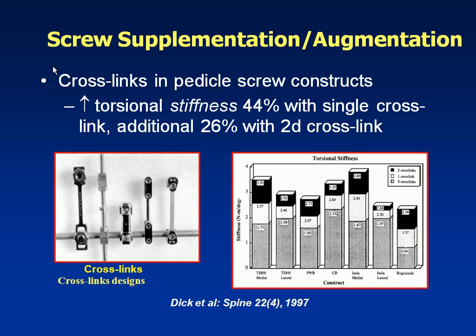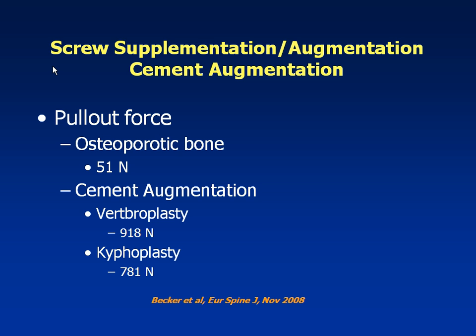But it's not the case in the osteoporotic spine. So crosslinks really help a lot in increasing the stability of our construct. And I usually prefer to use at least 3 crosslinks when I do a long fusion from T2 to sacrum.